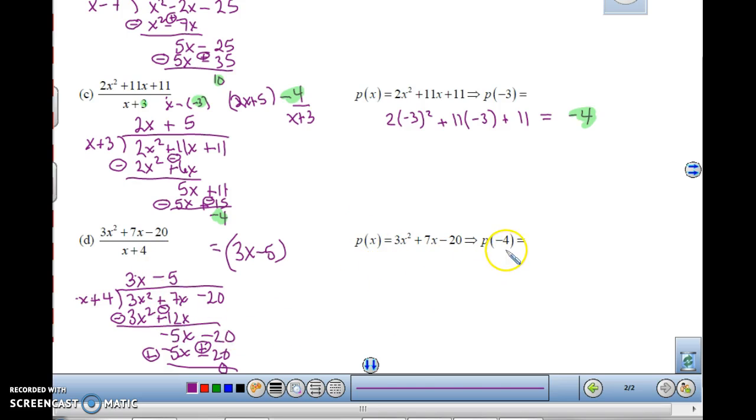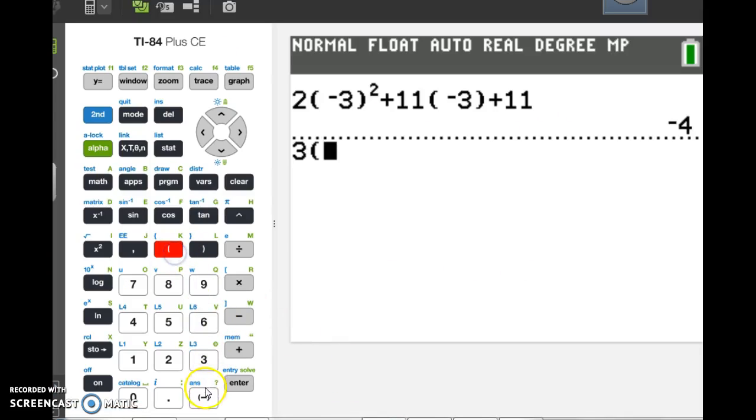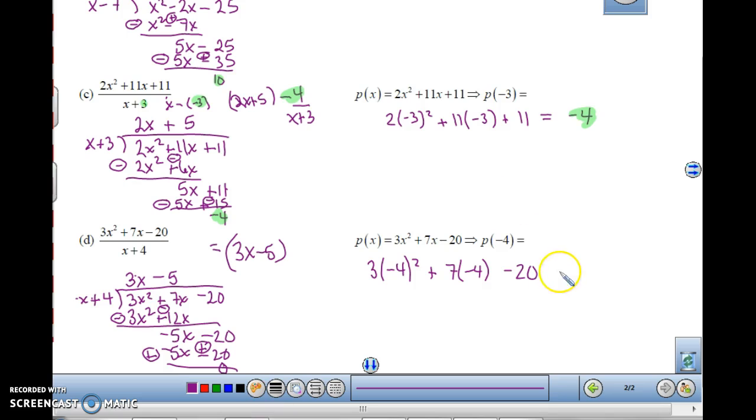All right, so let's see what happens when we plug in negative 4. What should we get? Well, we probably should get 0. Let's see if we do. 3 times negative 4 squared plus 7 times negative 4 minus 20 is equal to 0. So that equals 0. So that tells me what about this?